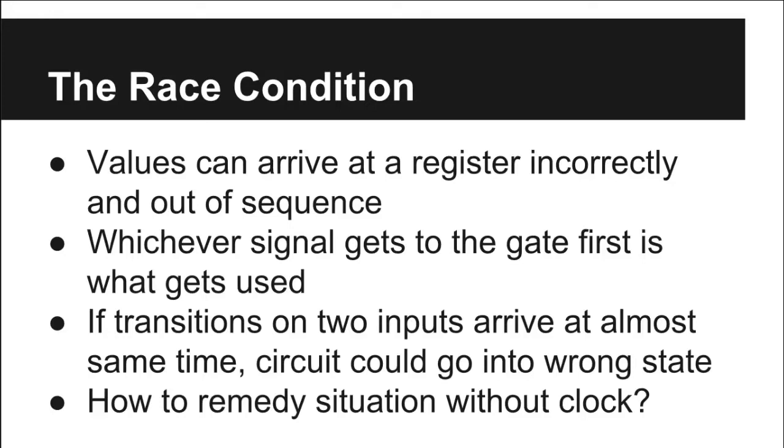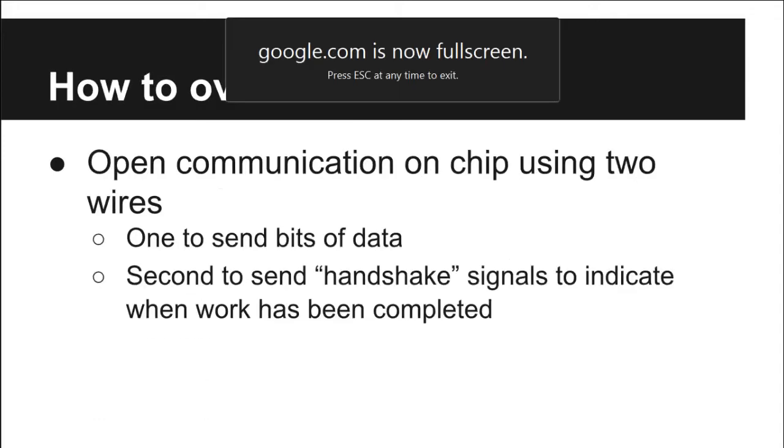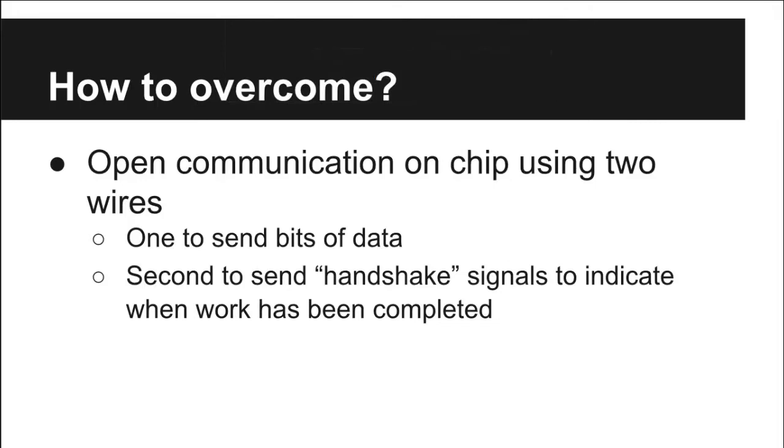So how do we handle this in an asynchronous circuit without a clock? The best solution is to open a sort of communication channel in the circuit using two wires. One wire to send the bits of data, while the second one is used to send what are referred to as handshake signals to indicate when work has been completed and when the bits on the first wire should actually be used. This whole process is referred to as the handshake interface, which is how asynchronous circuits synchronize data without a clock. So let's take a look at what that looks like.